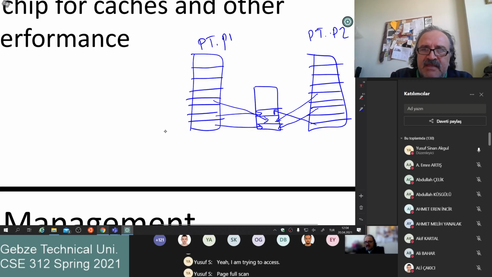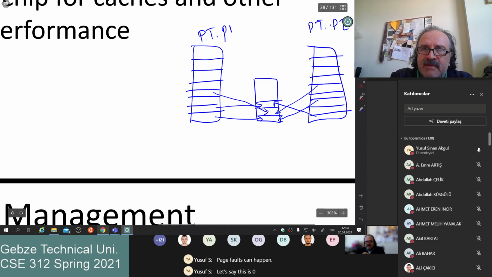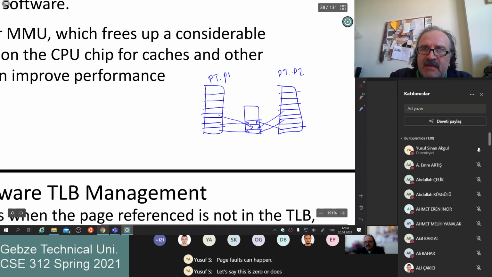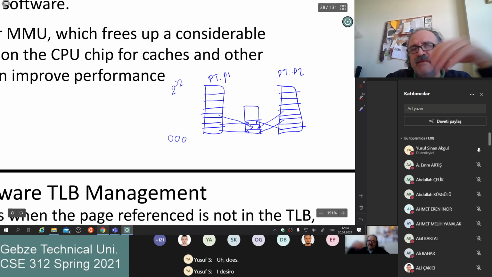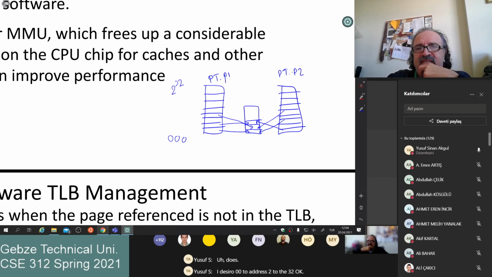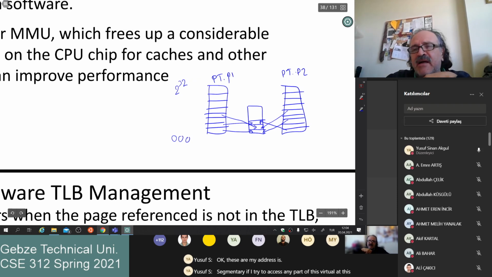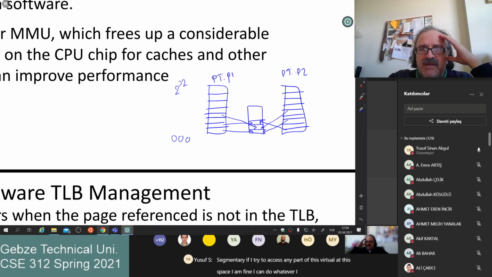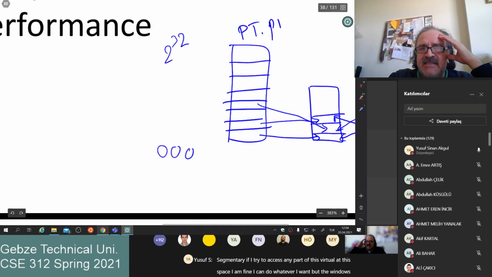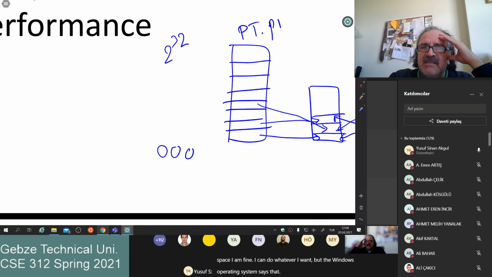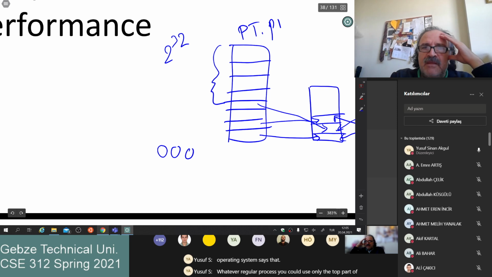Let's say this is zero, address 0 to address 2 to the 32. Okay, these are my addresses. If I try to access any part of this virtual address space, I am fine. I can do whatever I want. But the Windows operating system says that for a regular process, you could use only the top part of this memory.